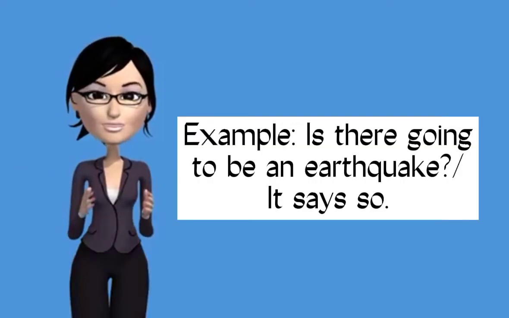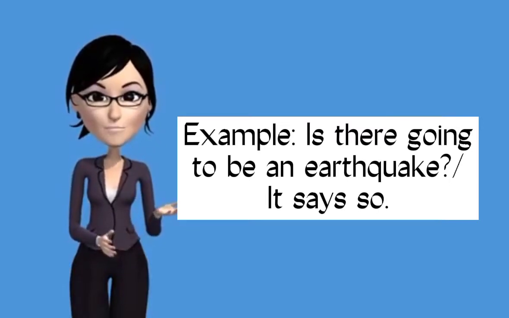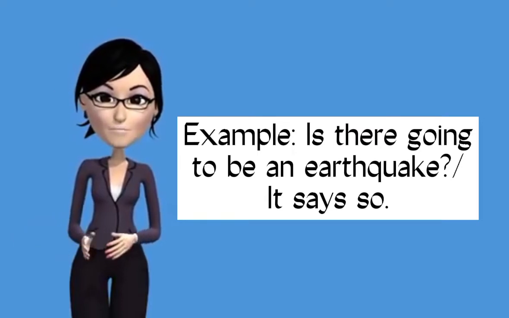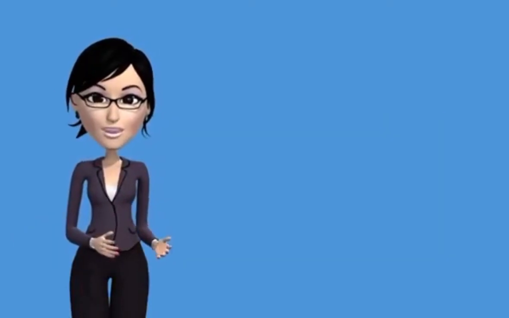Example: Is there going to be an earthquake? It says so. Here, the so presupposes the whole of the clause, there is going to be an earthquake, and the contrastive environment is provided by the says, which is outside it.